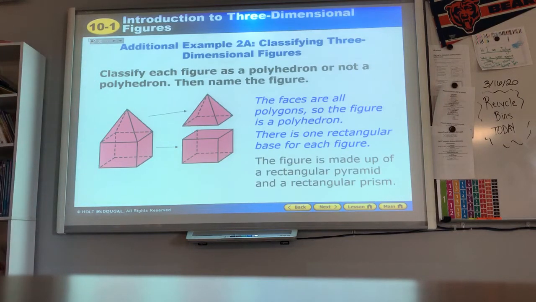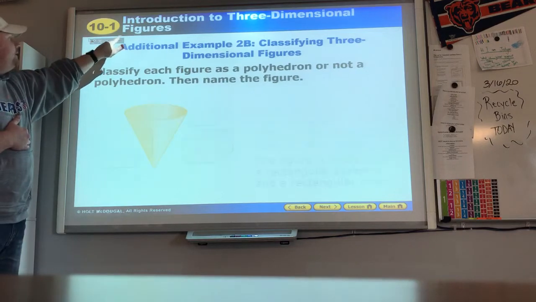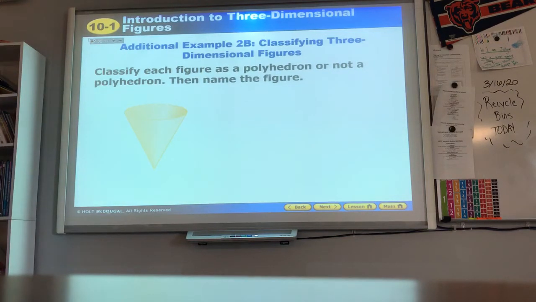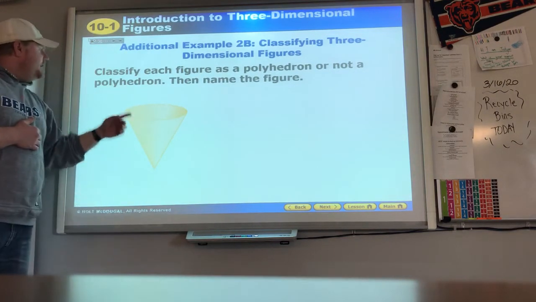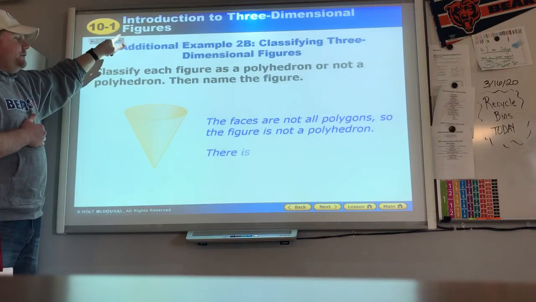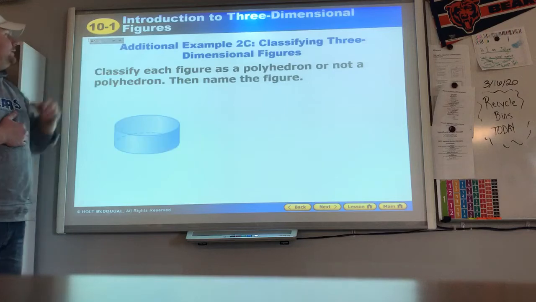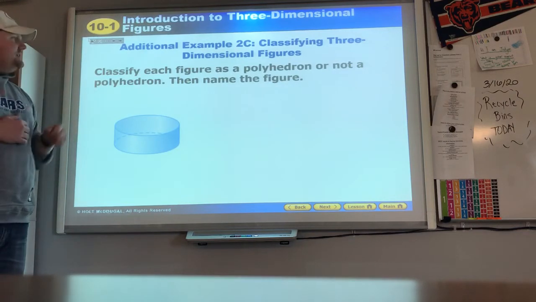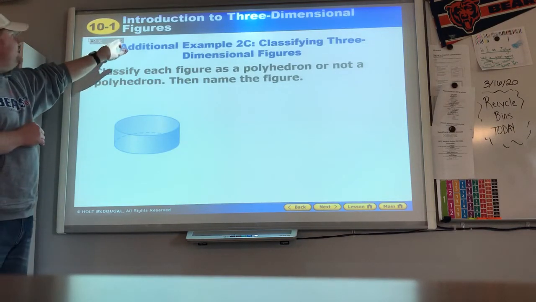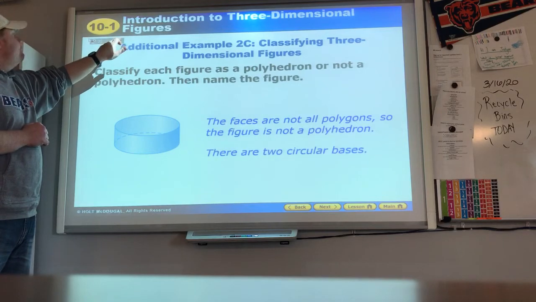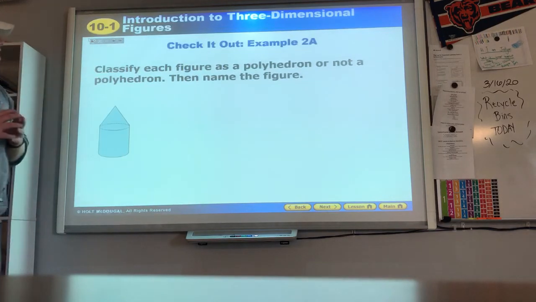The figure is made up of a rectangular prism or pyramid and a rectangular prism. This one, not a polyhedron because we don't have a polygon for the circle or the other one. So therefore not a polyhedron. This is a cone. All right. This one, the circle, is not a polygon, so it cannot be a polyhedron. It's a cylinder.